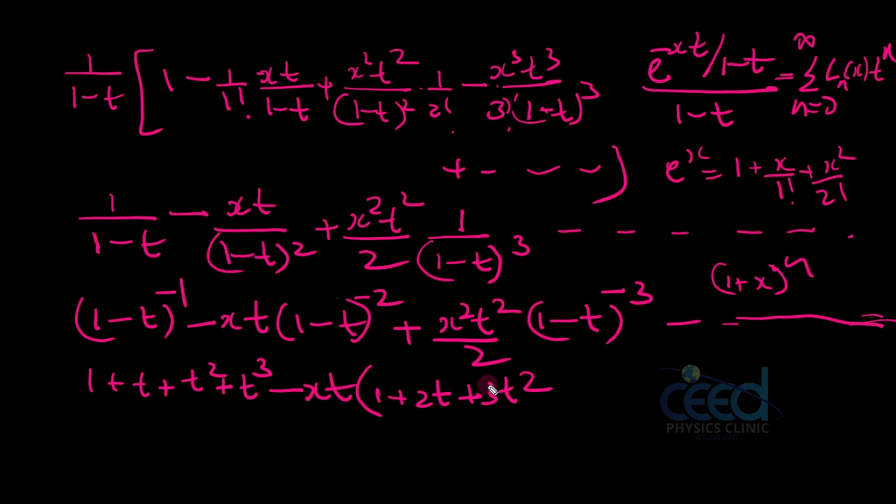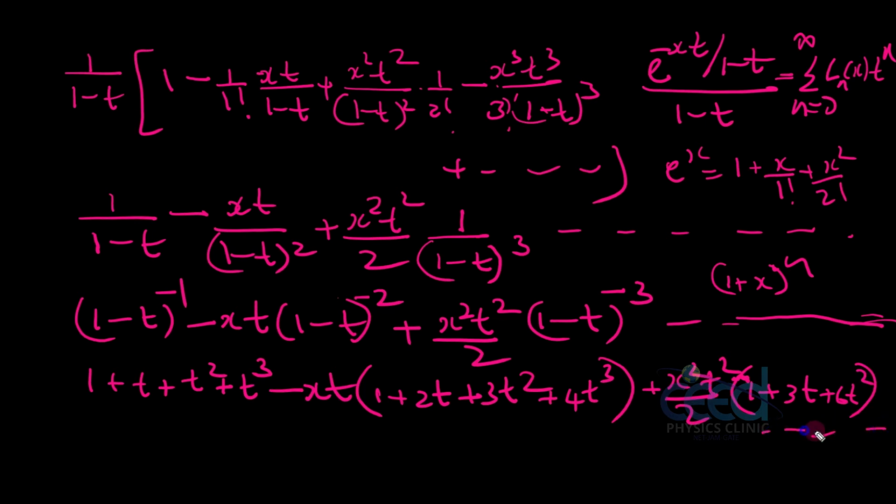I am not particularly doing anything here. Okay, this we have all studied in lower classes. So 3t square plus 4t cube plus etc, that we will put finally, and x square by t square divided by 2 into this, I can write as 1 plus 3t plus 6t square, and finally we have so many terms.